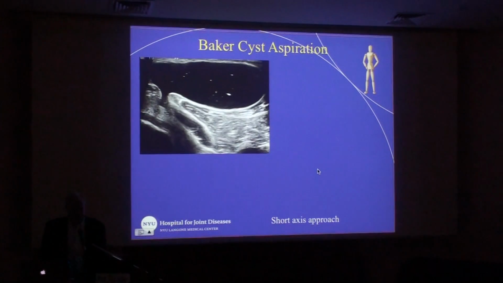So here's a typical thing that we might be asked to do. This is sort of like a bread and butter type of procedure. This is a patient with a large Baker's cyst in the posterior medial aspect of the knee. And it's good to aspirate and inject these things, because if they rupture, they can be quite problematic, as many of us, I'm sure, have experience with some of our patients.